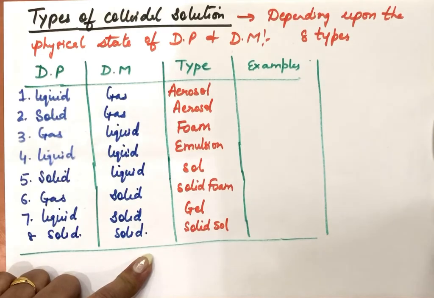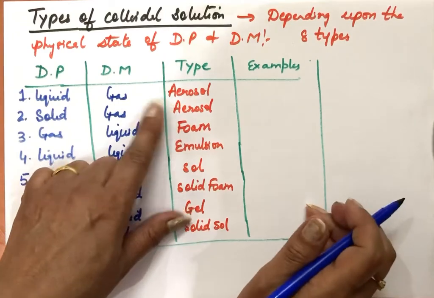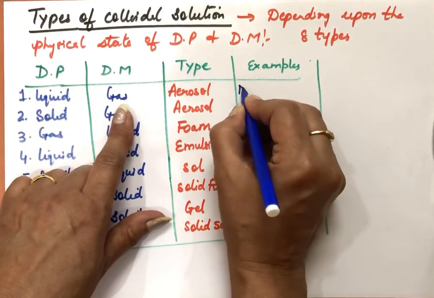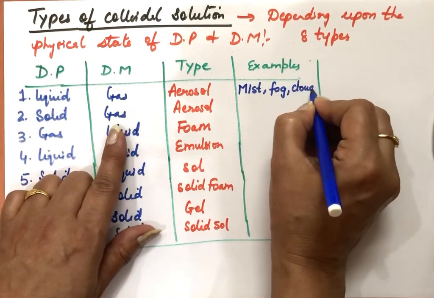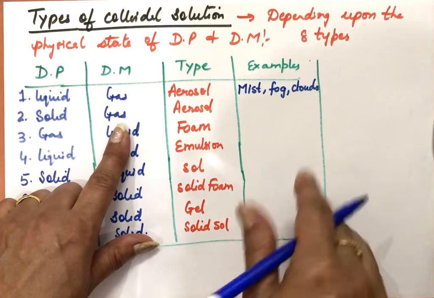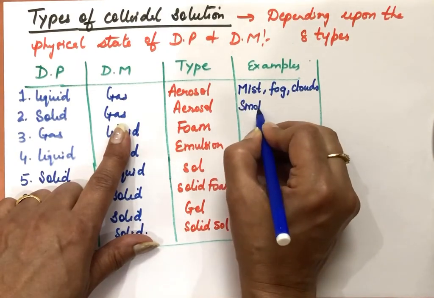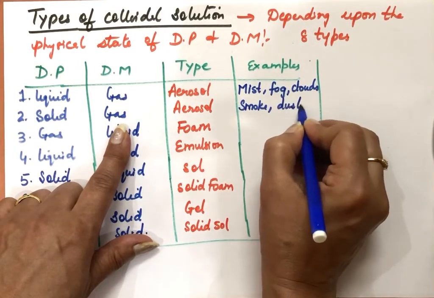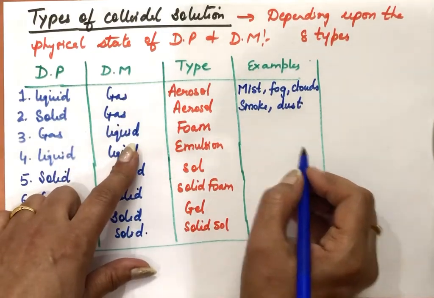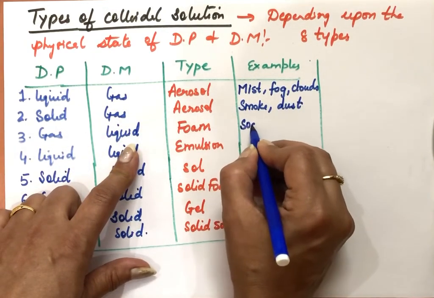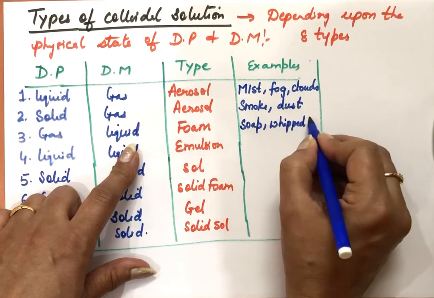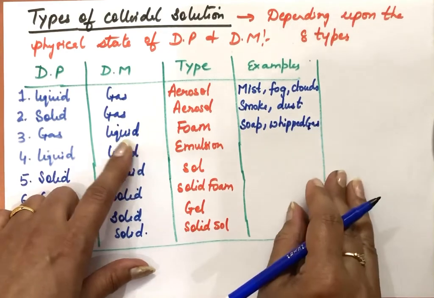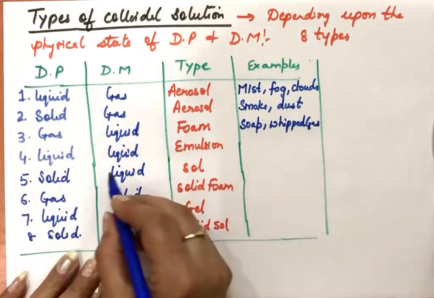Now come to the examples of these. In examples we are writing here aerosol example, when liquid dissolved in a gas is mist, fog, clouds. And when solid is dissolved in a gas, like in air, smoke, dust. Then gas in a liquid is soap and whipped cream. Cream is liquid, so when we are beating it, the gas will come into this cream.